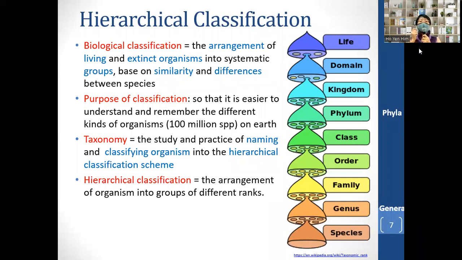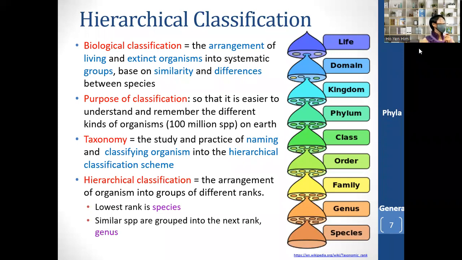So hierarchical classification is the arrangement of organisms into groups of different ranks, from the lowest one, which is species, to the highest one, which is the domain. Not life. Life means all living things, right? So the highest one is domain. The lowest rank is species. When species look quite similar, we classify and group them under a genus. Similar genera, each of these is a different genus, we classify together as a family and so on. So this is how we classify them in a hierarchical classification.